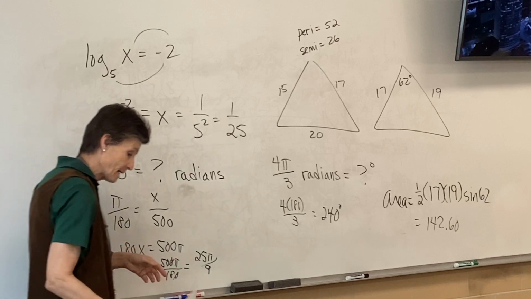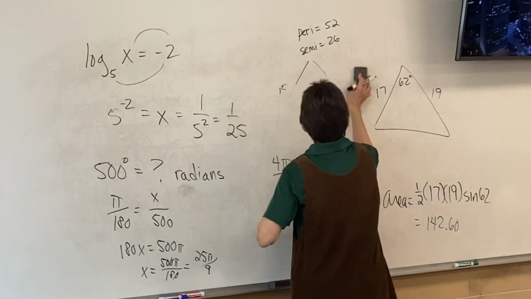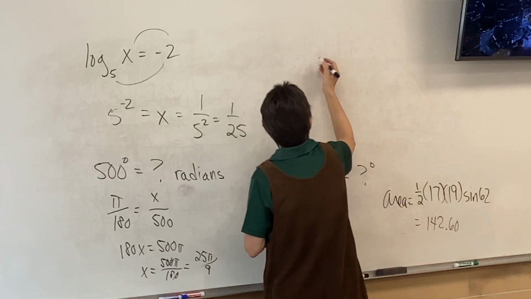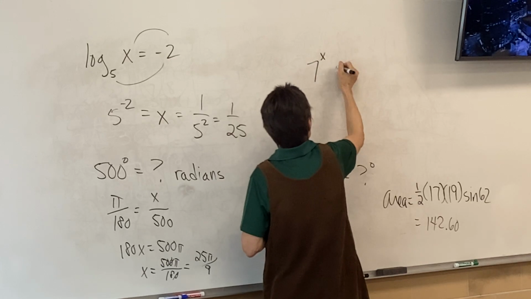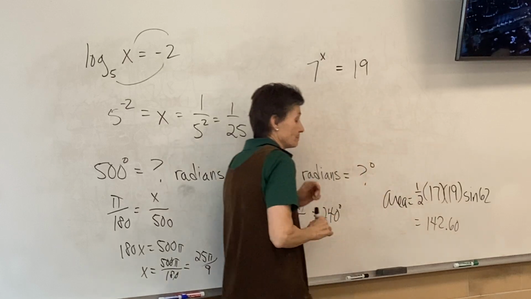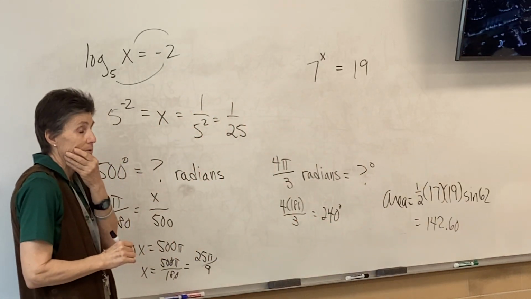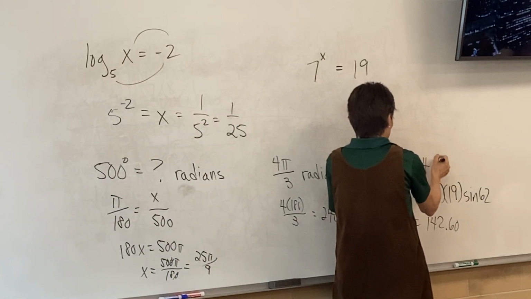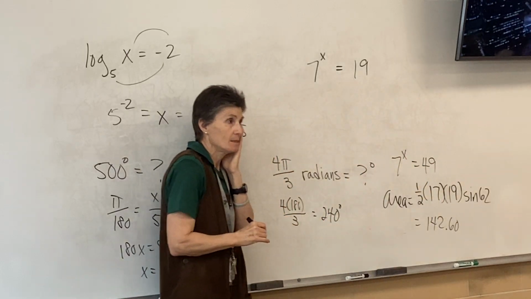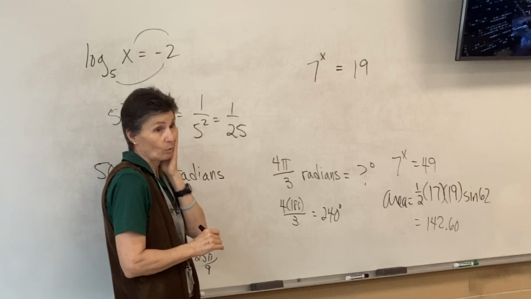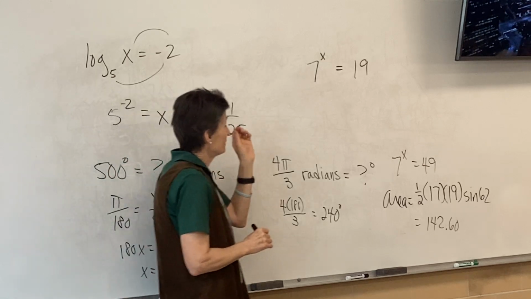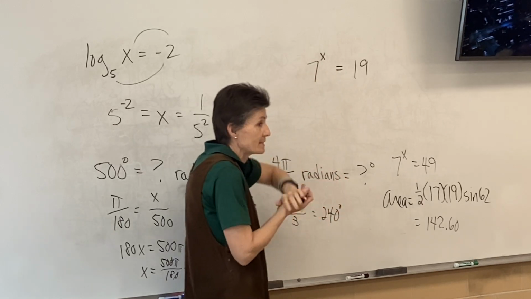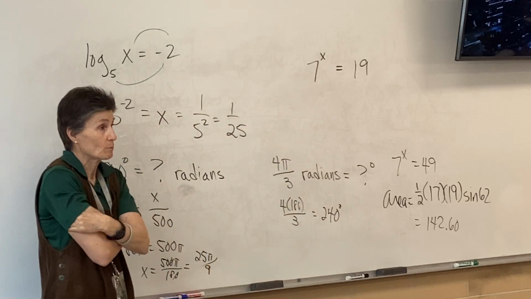Then she's got a calculator problem. A calculator problem is something like 7 to the x equals 19. Now, if that were 7 to the x equals 49, I wouldn't even need a calculator, right? Because 7 squared is 49. But there's no whole number power that I can take 7 to get 19. This is a calculator problem. Who remembers what we have to do?